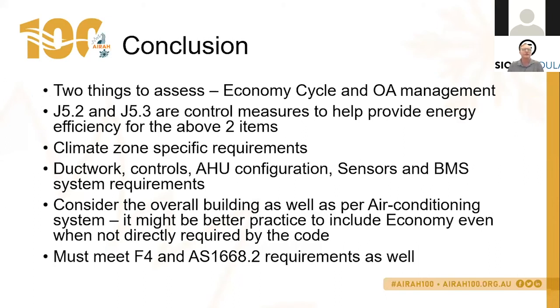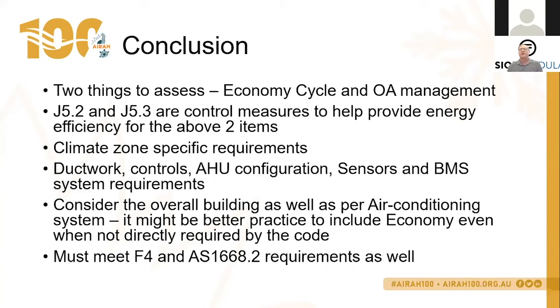You need to consider ductwork controls, air handler configurations, total system design, etc., sensors, BMS requirements. Consider the overall building as well as the air conditioning system. It might be better practice in certain instances to include economy cycle, even when the code doesn't require it. But also remember, you must meet F4 requirements and 1668 requirements as well in determining these systems.